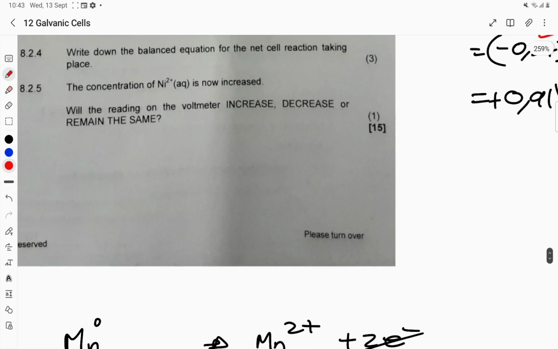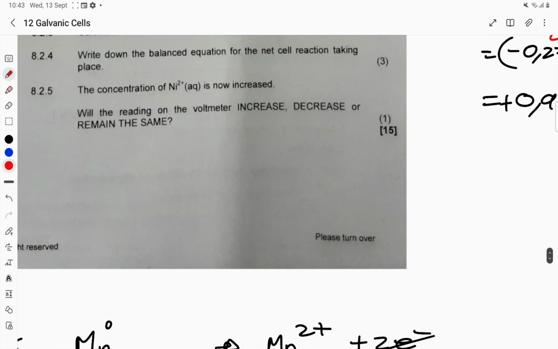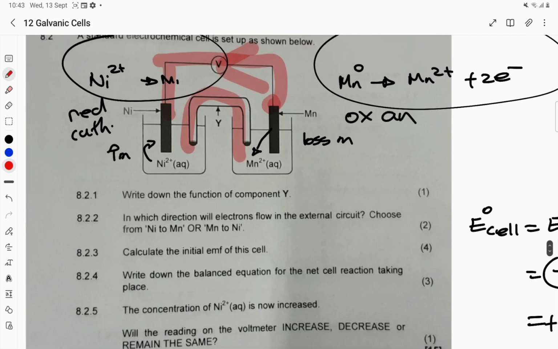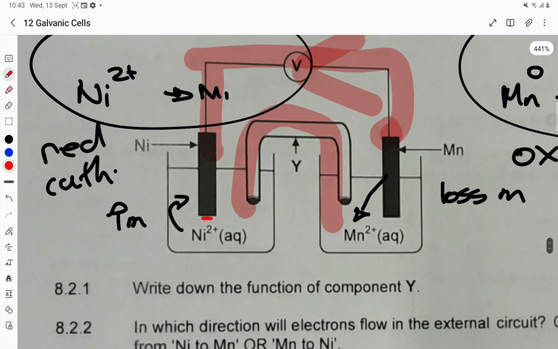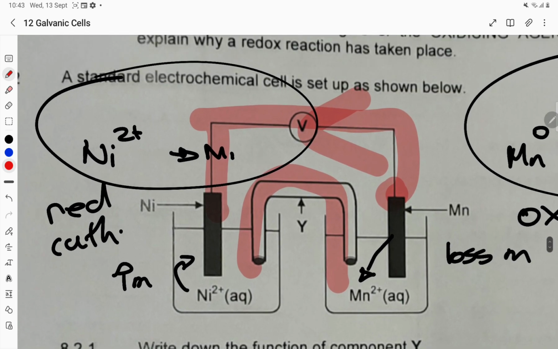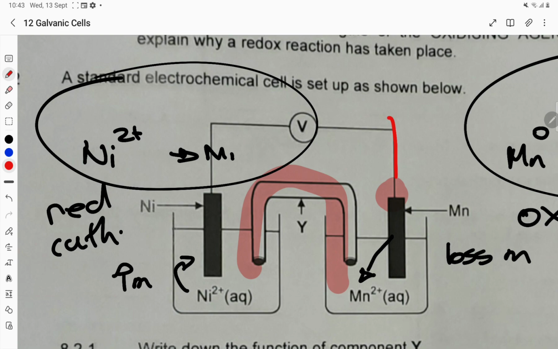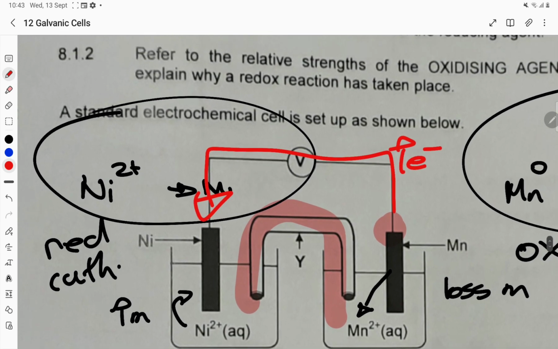8.2.5, what if the concentration of nickel ions is increased in the nickel electrolyte, what's going to happen? Are we going to have an increase in our voltmeter reading, decrease, or will it remain the same? So if we have more of these ions added, according to Le Chatelier's principle, more electrons can be accepted at a higher rate. So what will happen is more electrons will be sent down here, increase in charge being thrown out, so therefore we have an increase in the voltage, so it will increase.